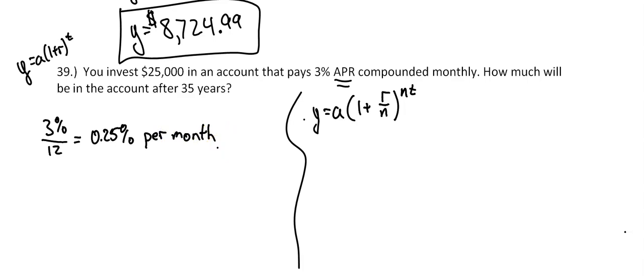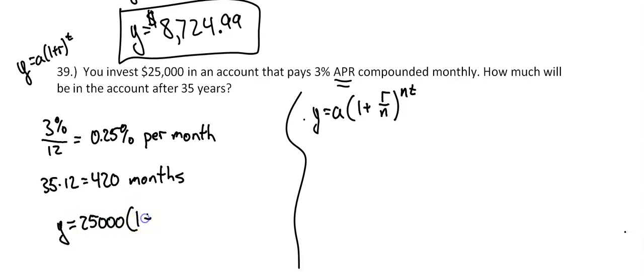And then 35 years, well, I just converted the percent to months, and it's compounded monthly, so the time should be in months. So I'm going to take that 35 times the 12 to figure out how many months that is. It's like 420. Again, that's months. But now when I plug this in, all the units are going to match. And again, that 0.25% as a decimal is 0.0025, raised to the 420. Per month, compounded monthly, times in months.